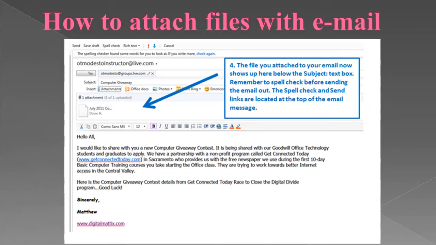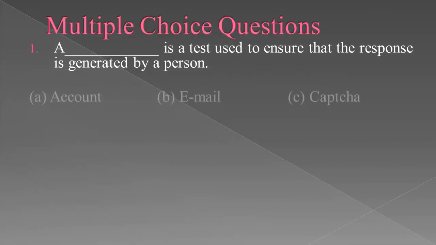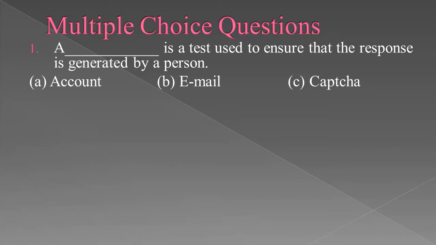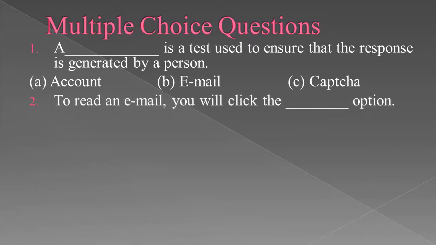Well, here are some multiple choice questions which are related to your topic. The first one is, a dash is a test used to ensure that the response is generated by a person. Option number 1 is account, option number 2 is email, and option number 3 is captcha. And second one is, to write an email, you will click the dash option. A is inbox, option B is document, and option C is folder.